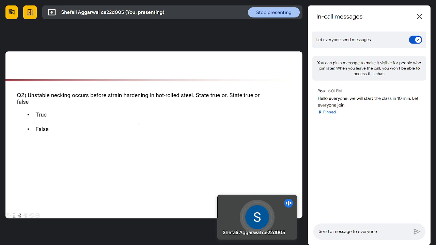We'll go to the second question then. Unstable necking occurs before strain hardening in hot rolled steel. True or false?